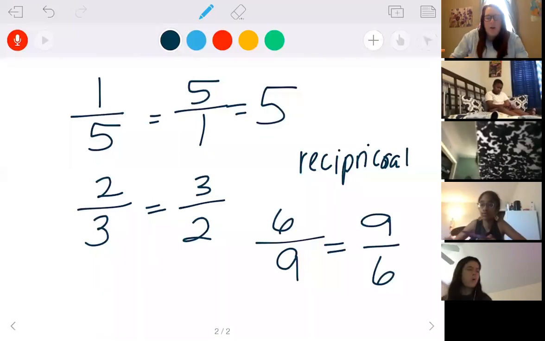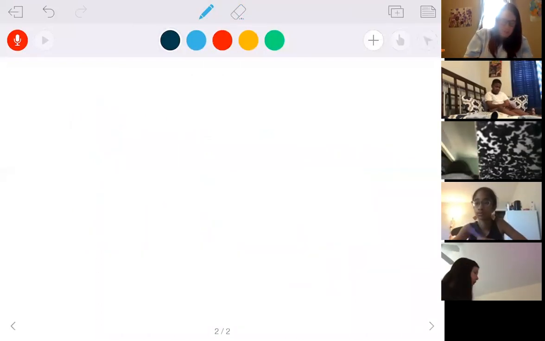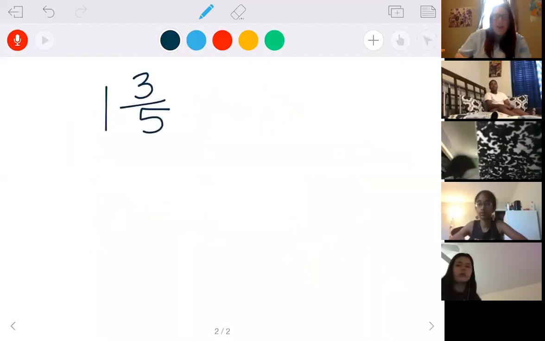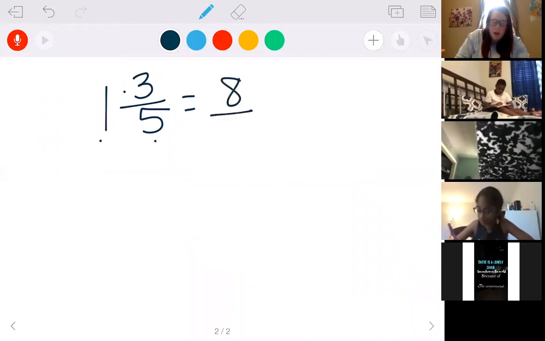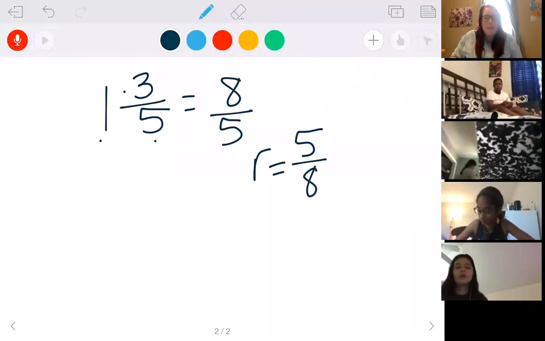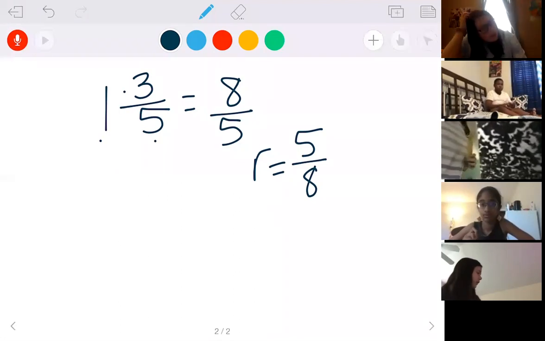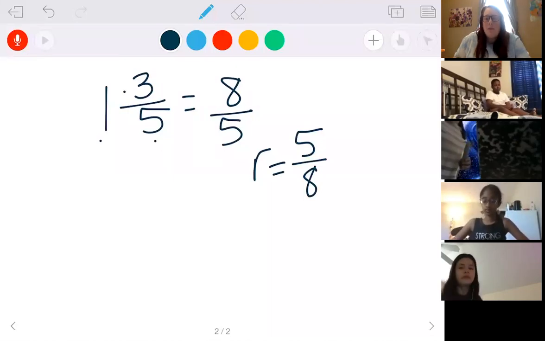You guys have these. Now I want to look at one like this with you because you'll have one today. If I gave you 1 3/5 and I asked you to find the reciprocal of that, you need to make it an improper fraction, then flip it. So 5 times 1 is 5, plus 3 is 8/5, and then the reciprocal, I'll just put R, would be 5/8. Okay, so if you get a mixed number like that, your first step is to change it to an improper fraction. Then your reciprocal, you would just flip that fraction.